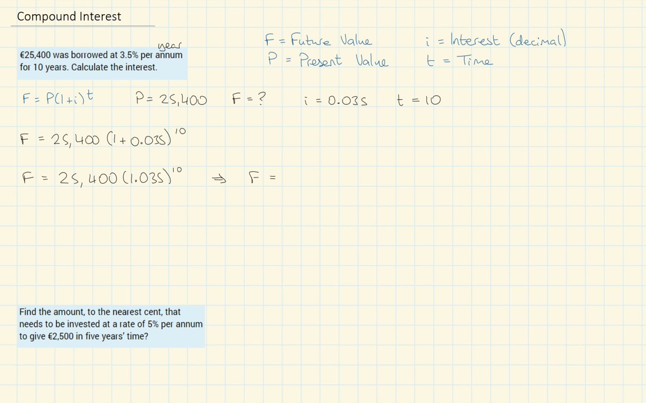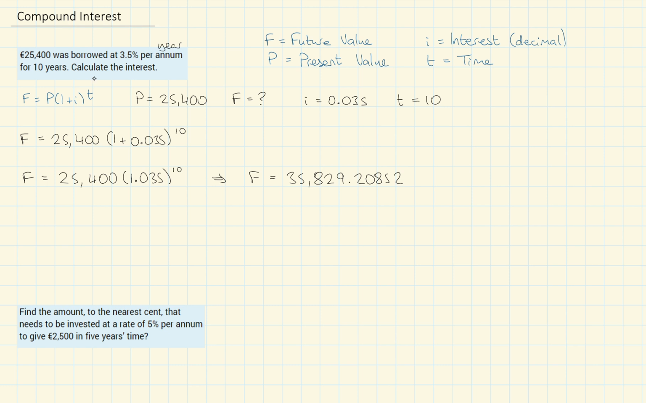And then into our calculator, so we have 25,400, open a bracket, 1.035, close it, to the power of 10. F will equal 35,829.20852. Very important in financial maths questions, you'll usually end up with decimals. Avoid rounding until your very last step when you're writing your answer. If you round too early, it can throw off your calculations ever so slightly.